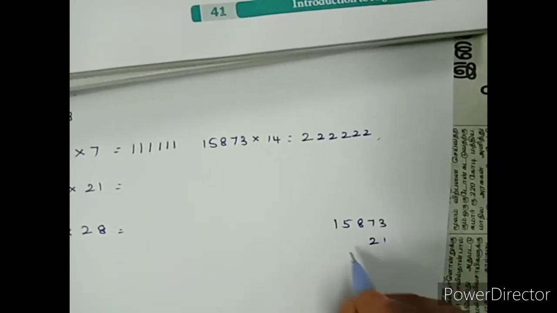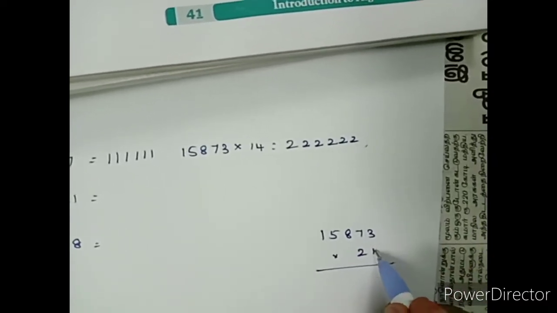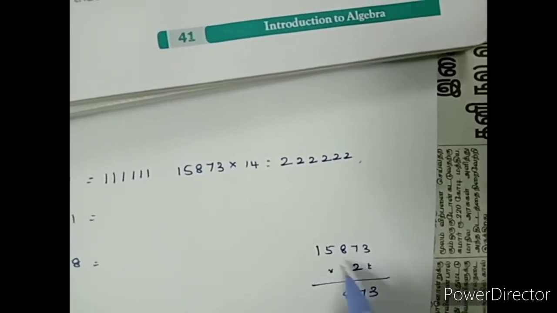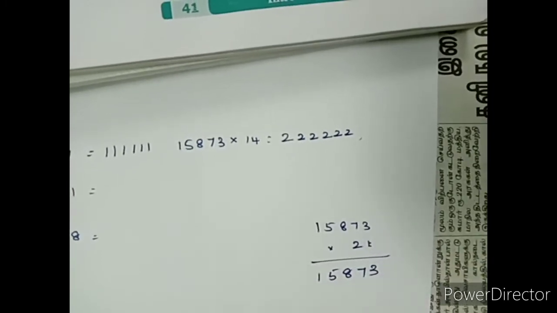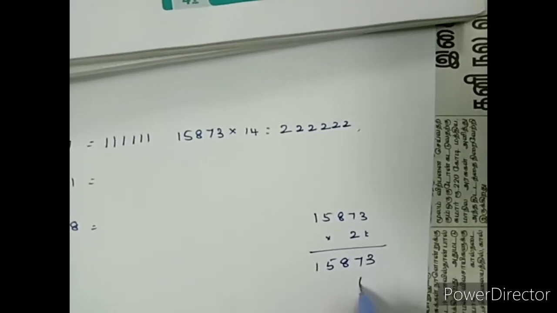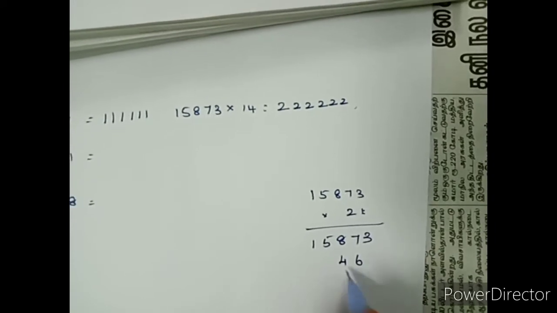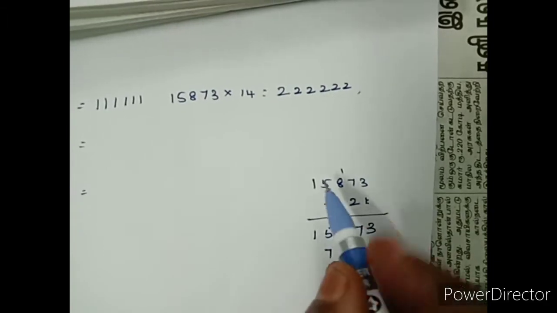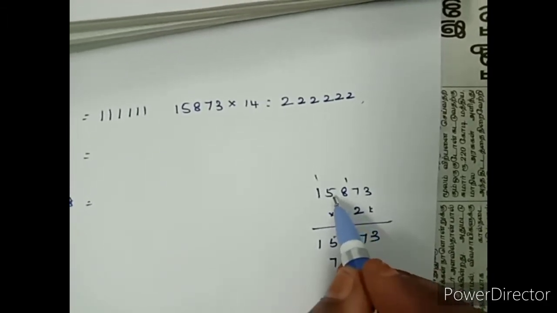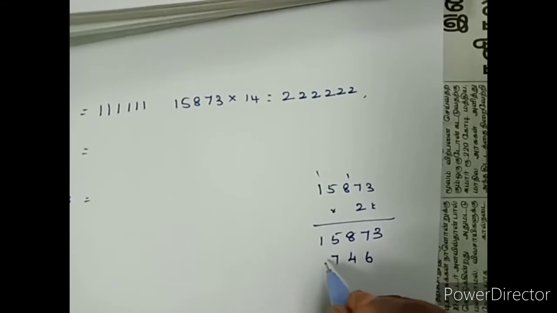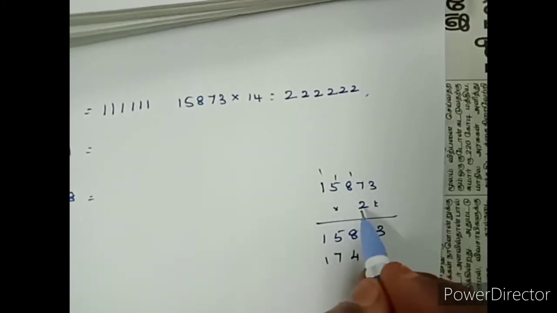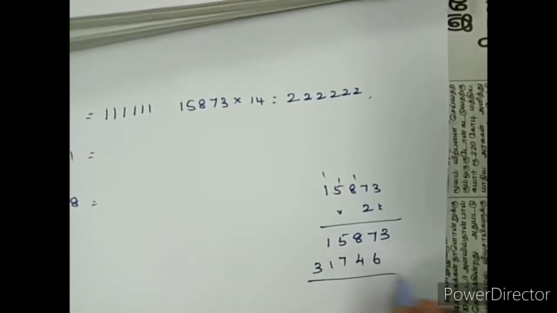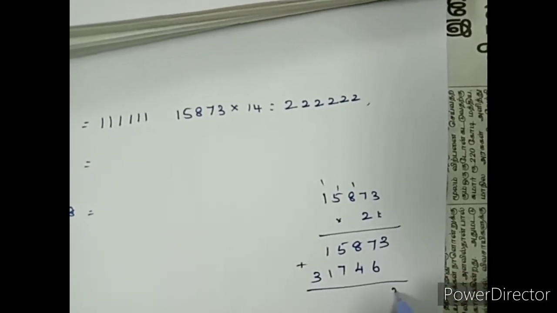15,873 into 21. First we'll go with 1. 1 3s are 3. 1 7s are 7. 1 8s are 8. 1 5s are 5. And 1 1 is 1. Then 2 3s are 6. 2 7s are 14. 2 8s are 16. 16 plus 1, it is 17. Then 2 5s are 10. 10 plus 1 is 11. Again 2 1s are 2. 2 plus 1 is 3. Now I have to add this.